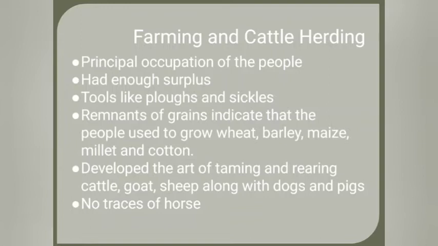The presence of tools like plows and sickles and the remnants, the remainings of the grains, indicates that people of this civilization used to grow wheat, barley, maize, millet and cotton. So these are the important crops of that period.